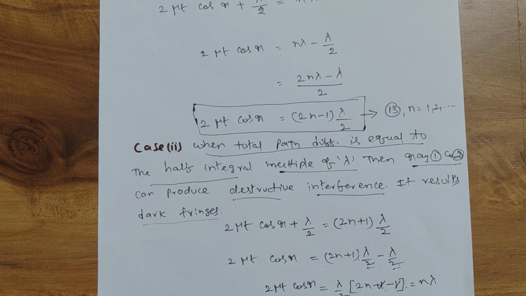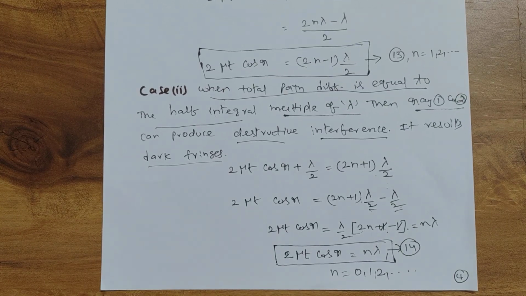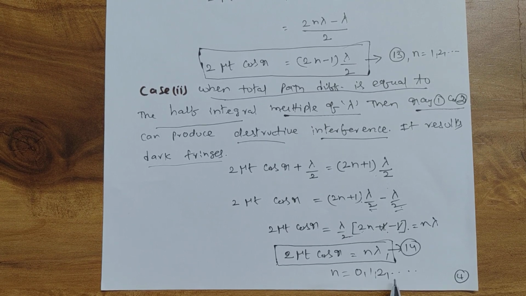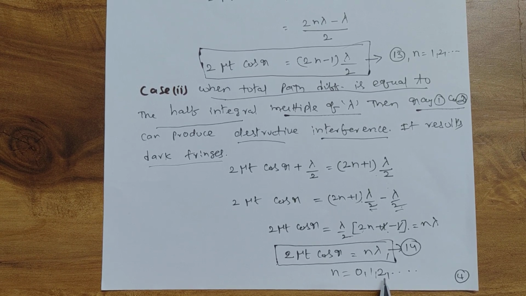So this is the total question which is called interference in thin film. So 2 mu t cos r is equal to n lambda where n is equal to 0, 1, 2, 3 and so on. These conditions are important for the short answer question and the total concept is important for the essay question.